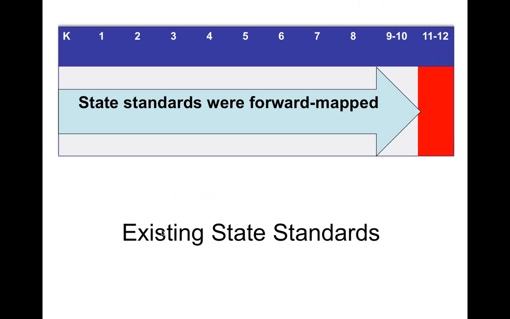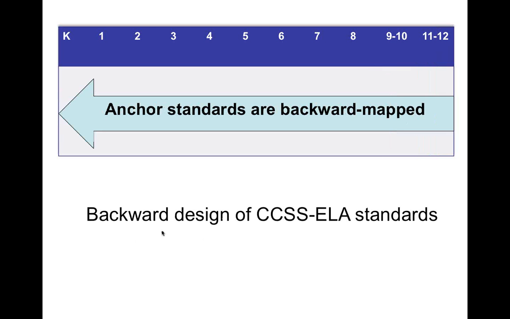And the result has been a gap, that students in most states graduate with an expectation of reading at the Lexile level of about 1150. In my own state, that's true. In California, if you graduate on grade level in 12th grade, you read about 1150. Of course, not all kids graduate reading on grade level, but even those who do graduate on 1150 are not reaching college readiness. So the Common Core standards were backward mapped from the college readiness level.